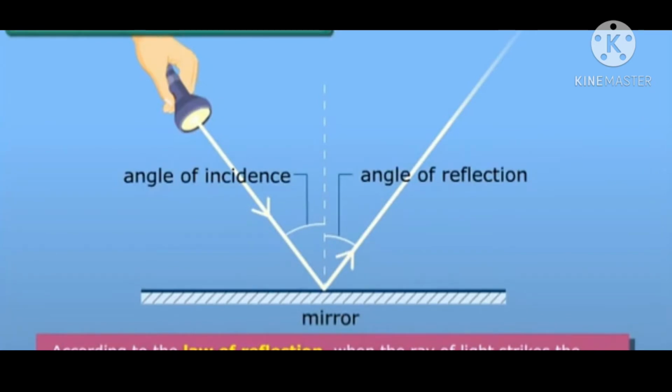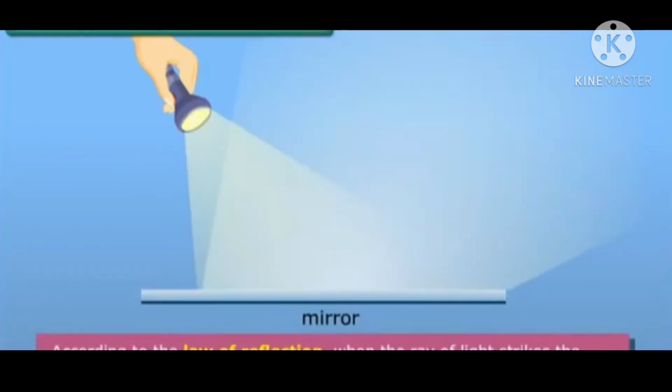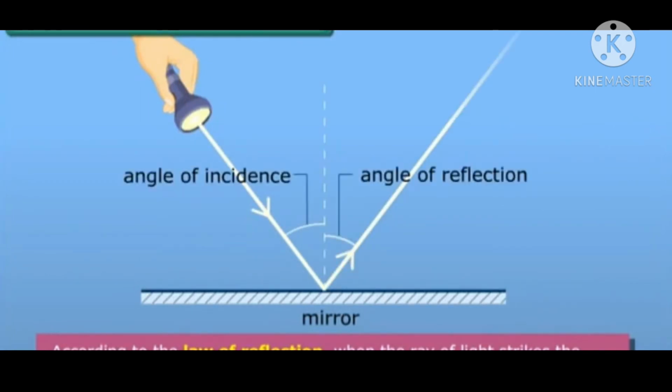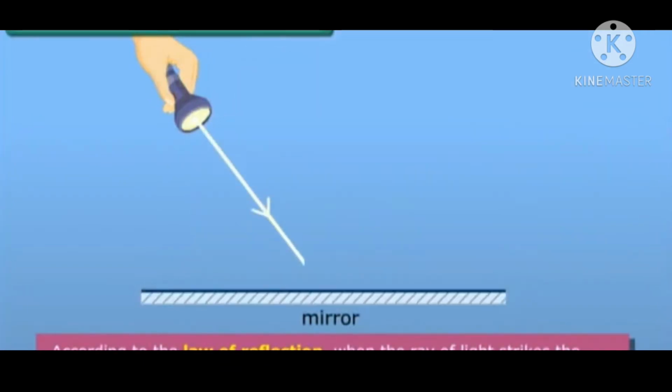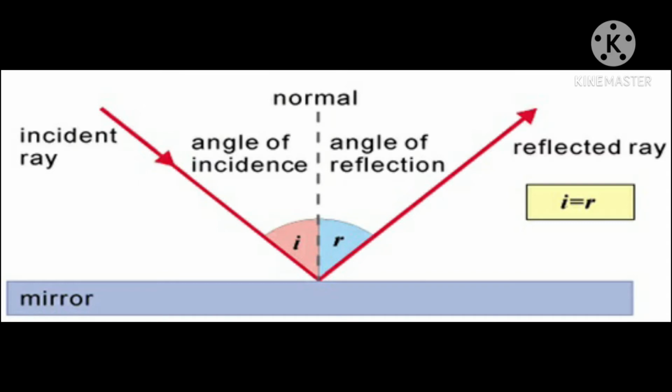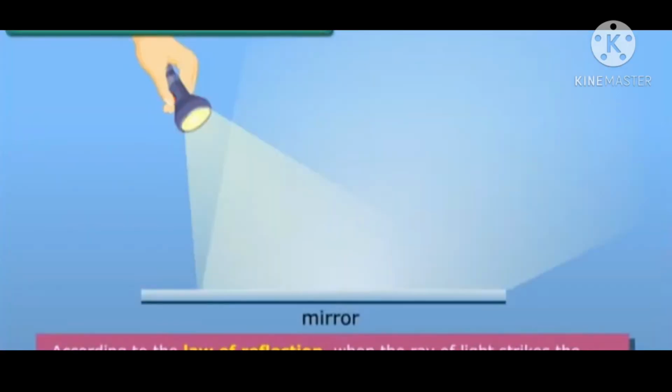The very first is incident ray. A ray of light which falls on the mirror surface is called incident ray. It tells us the direction in which the light is coming from the source and it always goes towards the mirror. The second one is point of incidence. The point at which the incident ray strikes the mirror is called the point of incidence. The next is reflected ray. A ray of light which is sent back by the mirror is called reflected ray.